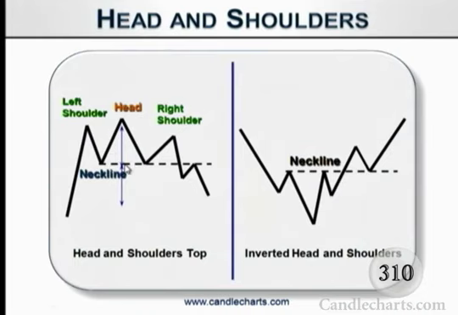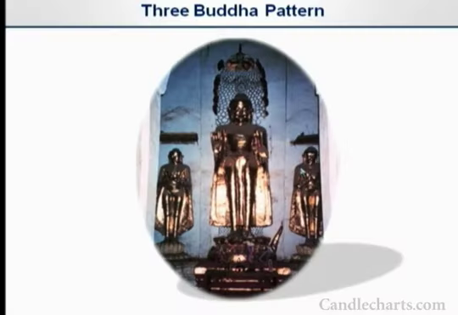And then you could use change of polarity. When the neckline is broken, and this could be at an angle, by the way, for those familiar with this pattern, that prior support area becomes potential resistance. This is an inverted head and shoulders. And for those of you who have read my books or other educational material, you know in Japan they call this a three Buddha pattern. And I actually got a picture here in a Buddhist temple.